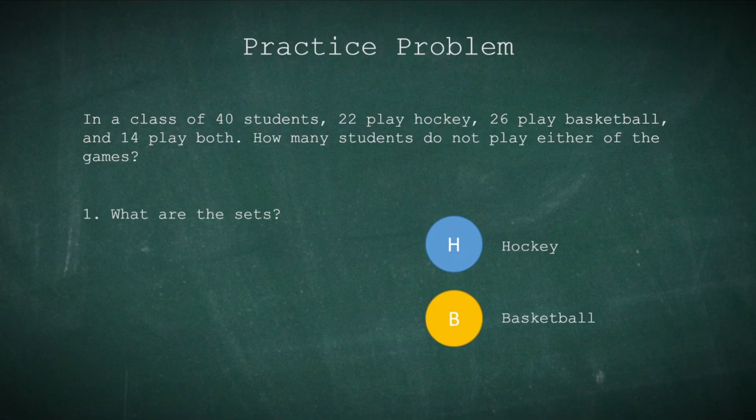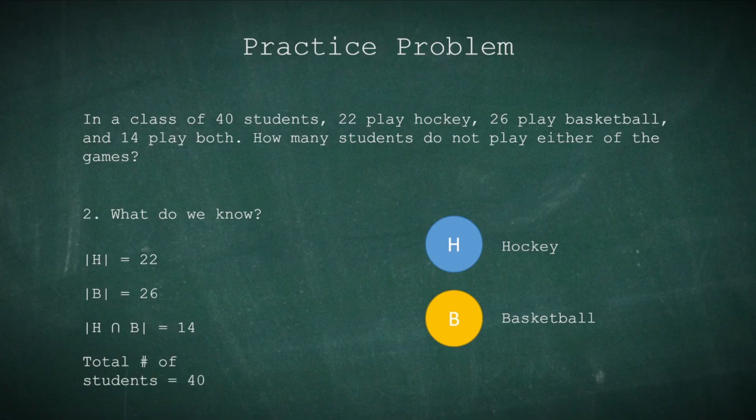The next step is to list out what we know. What information do we have? The size of H is 22. The size of B is 26. The size of H intersect B is 14, because 14 students play both sports. And the total number of students is 40.